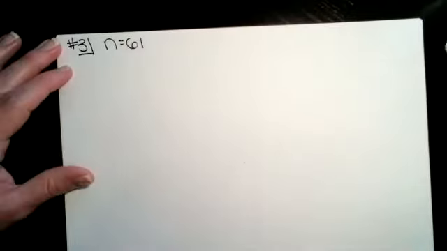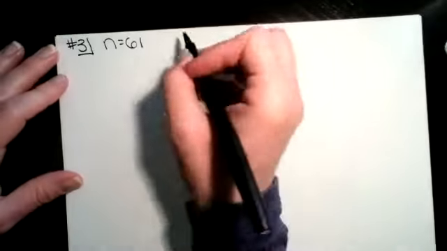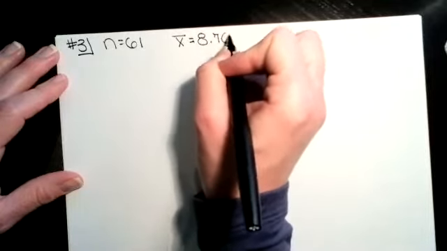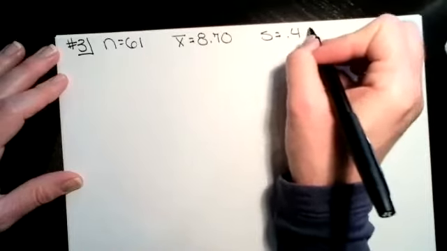So I'm just going to start writing down some of this information because this is helpful for me. N is 61. From his machine, he finds a sample average, that's X bar, equal to 8.70, and a sample standard deviation, which is S, equal to 0.49.